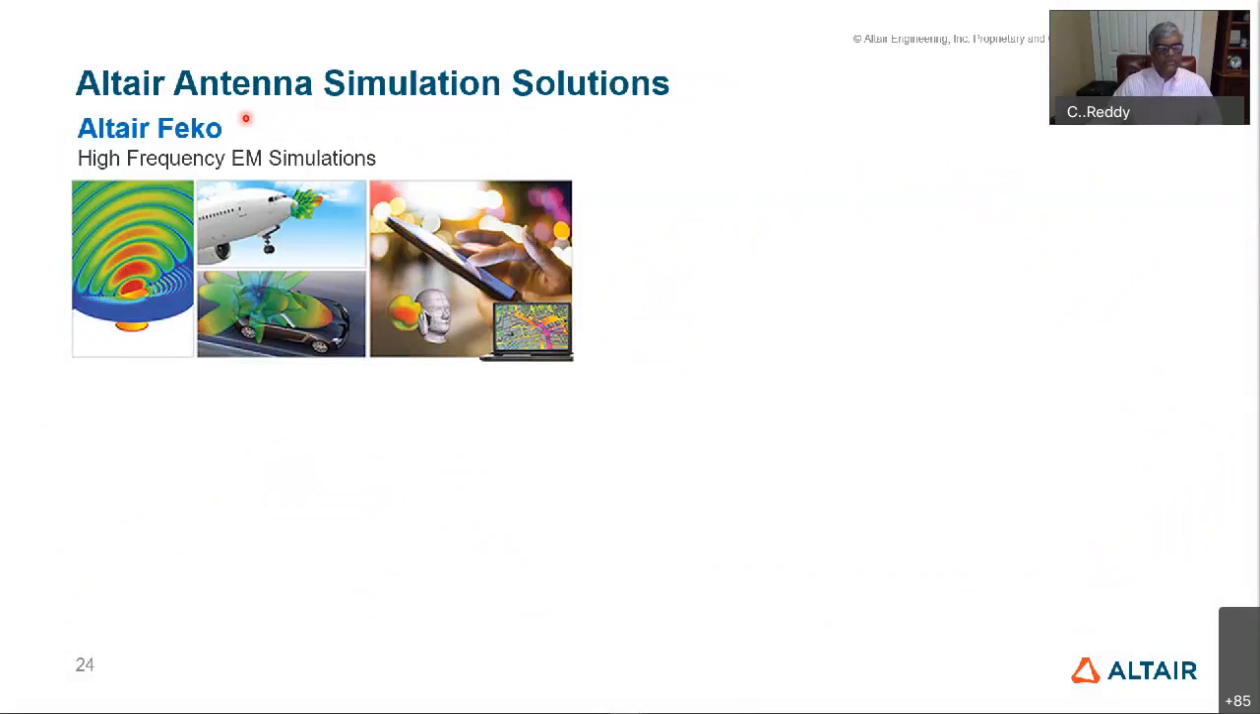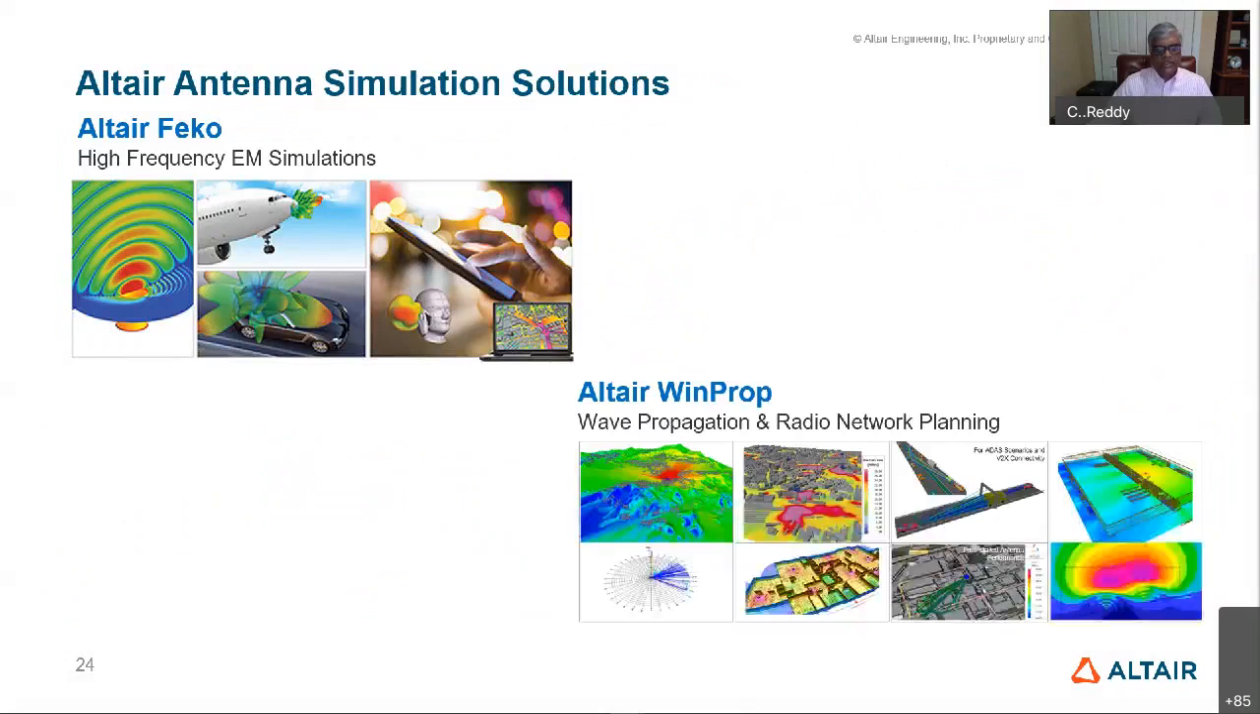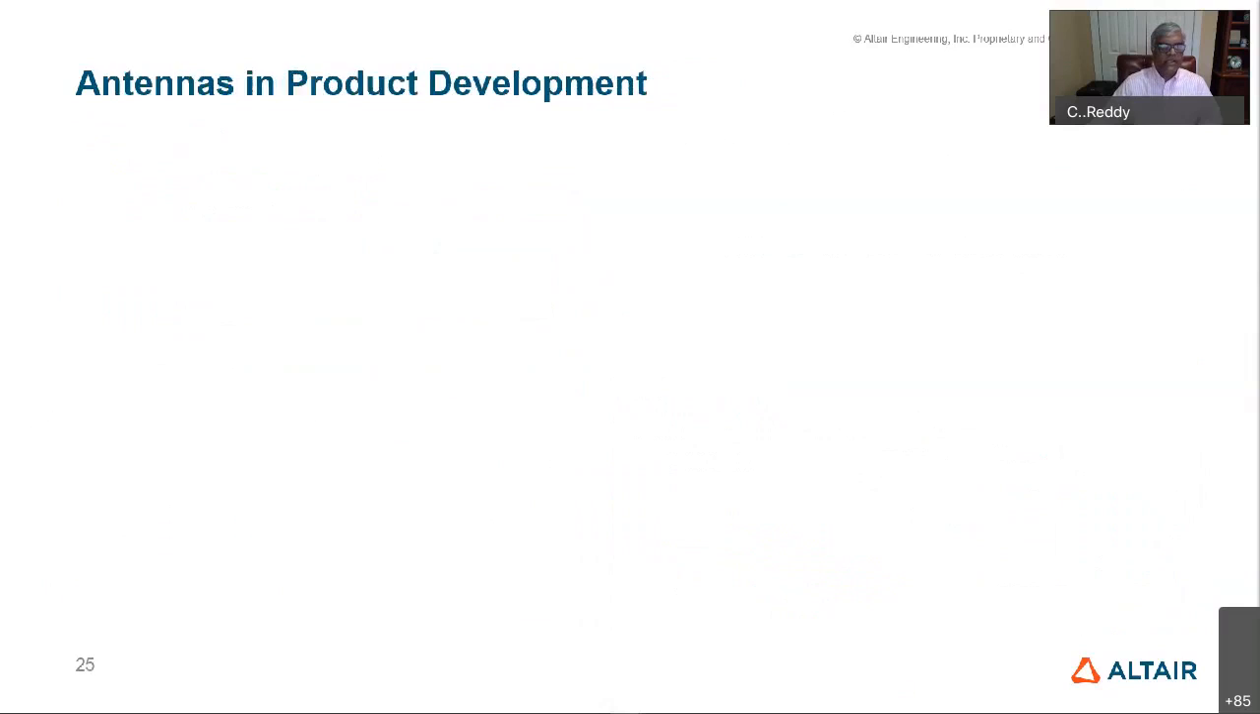Obviously, our software tool is called FEKO, which can solve any type of antenna design problem. But we also introduced a propagation tool called WinProp, which can take the inputs from FEKO as the radiation patterns and use them as sources for broader propagation analysis. Of course, you can find more information at our website. So how can these things help together?